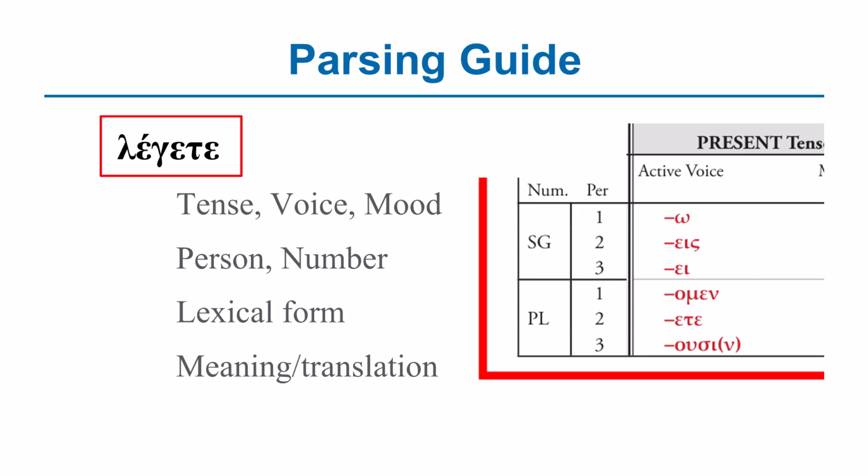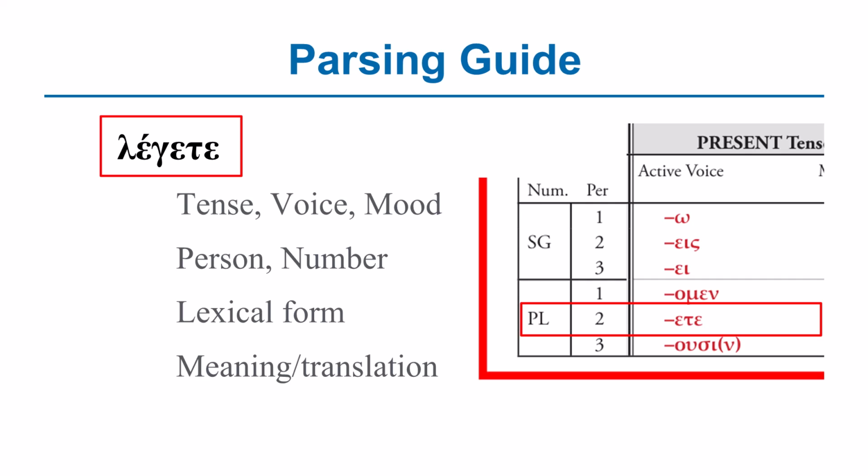Now let's look at this word and see how we can parse it. Number 1, we need to identify the part of speech for this word, legete. By looking at the ending, epsilon tau epsilon, ete. The ending is ete, and ete is an ending that is found on the present tense, the present active indicative. Ete is found in the active voice, on the plural, in the second person. You have o, omen, ete, ousin. So ete is found in the active voice, on the plural, in the second person. That's where legete is coming from.